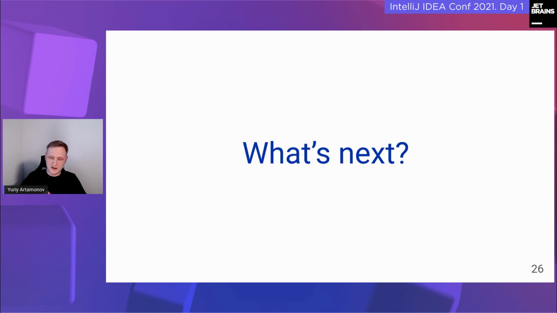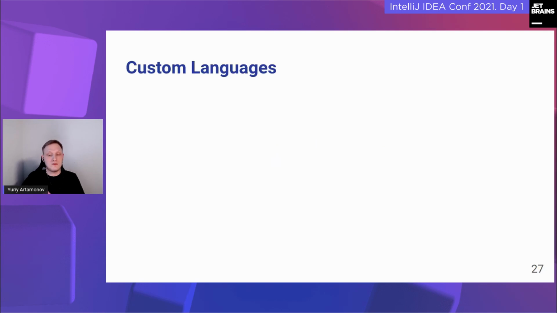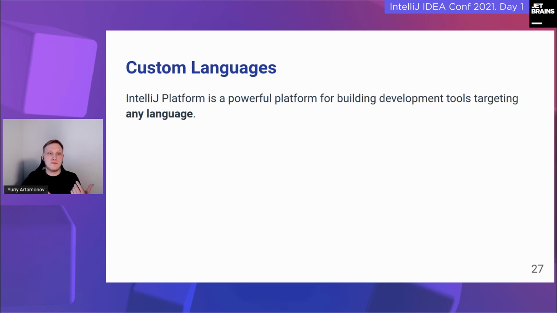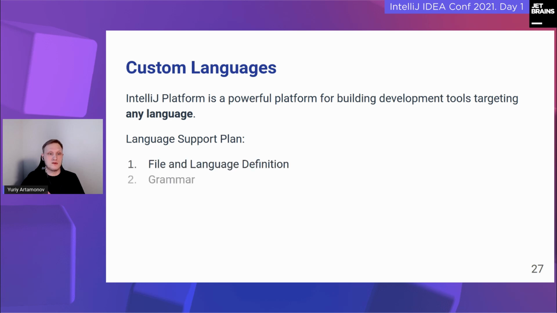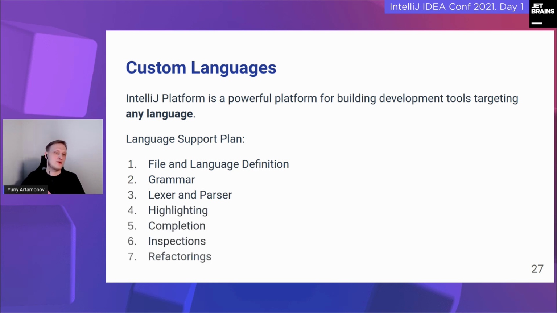What's next? Actually, we maybe don't have enough time for a full-blown custom languages introduction, but I will show you some stuff about custom languages. Let's say we have implemented some custom language, let's say JSON path, for instance, and IntelliJ IDEA can help us with support of this language. So we can build a custom file type, grammar for this language, lexer and parser. We can implement highlighting, completion, inspections, refactorings, all this stuff. But today, let's implement first only the first four things.